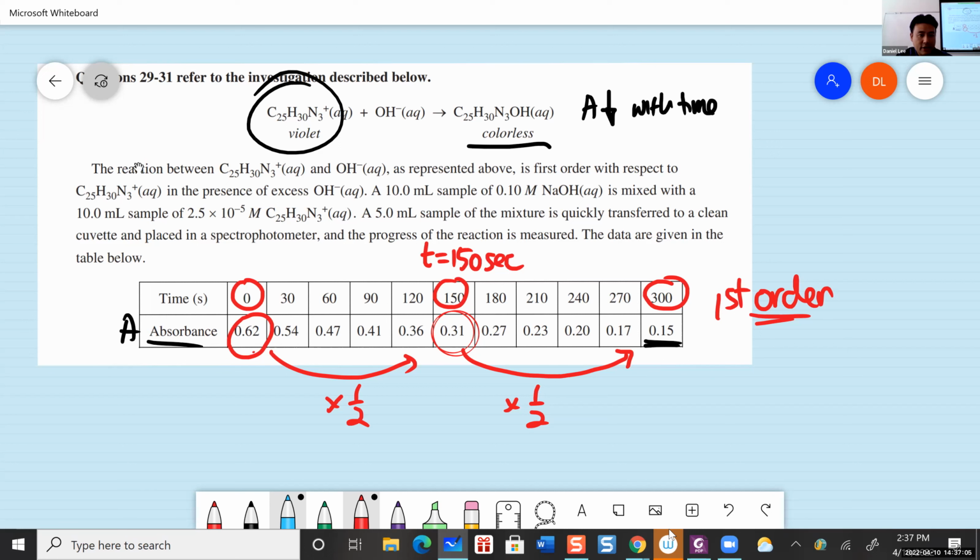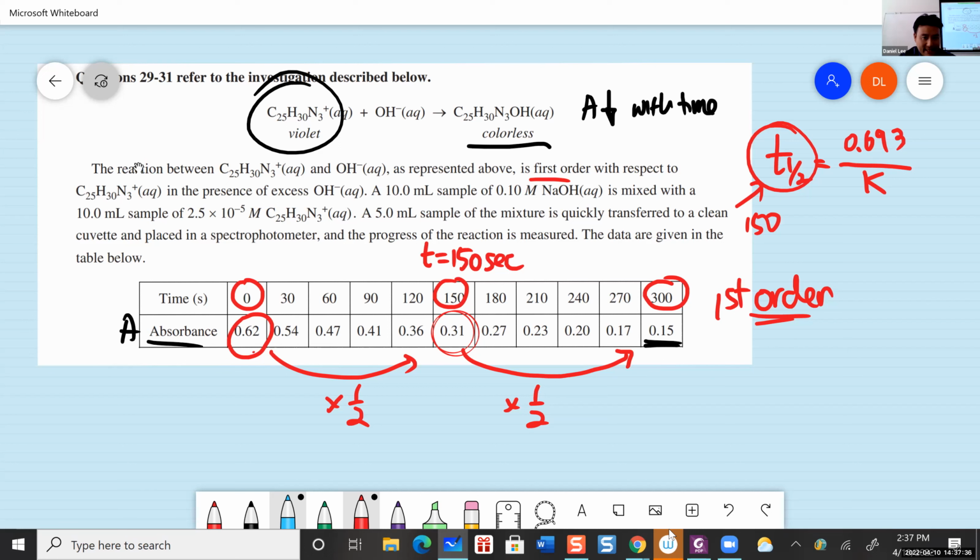So the reaction between these two is first order and you're told it's first order. I should have read the question first. So that's why the half-life is 150. And if you know half-life, you know rate constant right away. That's redundant information. If you know half-life, you plug in 150, you know the rate constant. If you know rate constant, you plug in half-life. They're inversely related. The bigger the rate constant, the faster the reaction, the shorter the half-life. So you have a lot of information here, yeah?